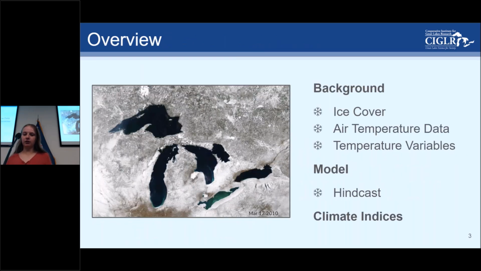First, a little overview of how this presentation is organized. I'm going to first start with some background on the ice cover and air temperature data, and then the temperature variables that came from that, and then onto the model and the hindcast that was made, and the climate indices that could be correlated with Great Lakes ice cover. And just to preface this, I'm only mainly showing Lake Superior data, but this was all done for all 5 of the Great Lakes.